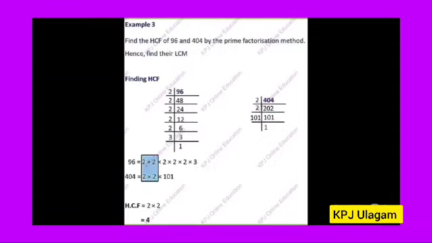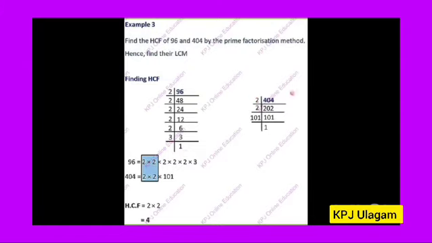My next example, number 3. Find the HCF of 96 and 404 by the prime factorization method. Hence find their LCM. Now look here, first I am going to find the HCF of 96 as well as 404. 96 divided by 2 will become 48. Again I can divide by 2 to get 24, again by 2 to get 12, again by 2 to get 6, again by 2 to get 3. We can't divide 3 by 2, so I am going with 3, which gives 1.